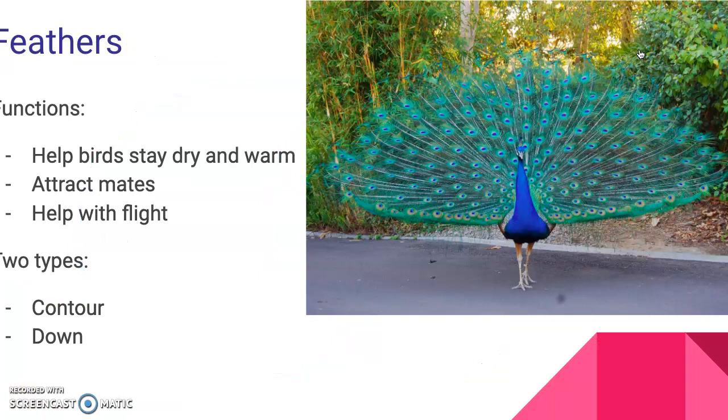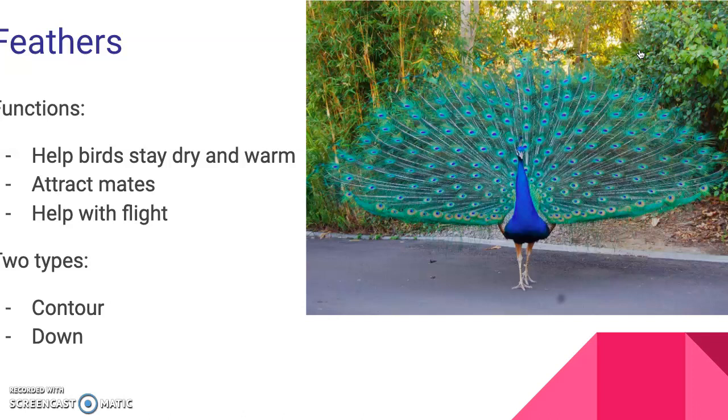So the first distinguishing feature of a bird would be its feathers. And as you can see, I have a picture here of a peacock with its beautiful feathers. The function of a feather, well, there's actually many functions of a feather. The first one would be to help the bird stay dry and warm. The second would be to attract mates, as this male peacock is doing here. And the third, obviously, would be to help with flight.